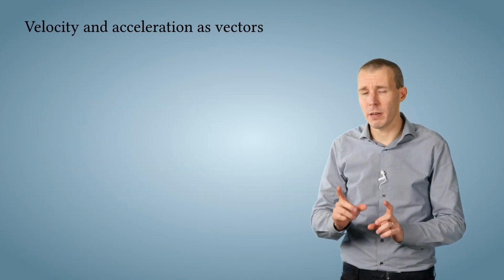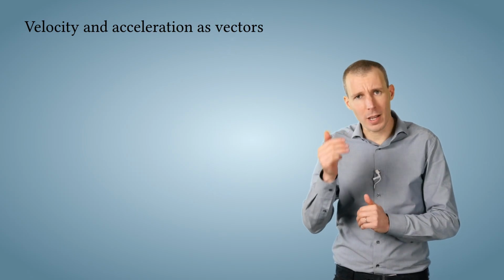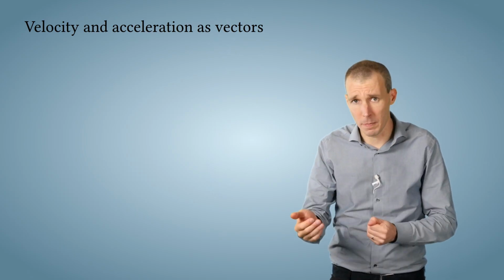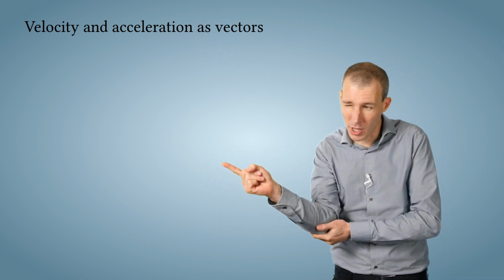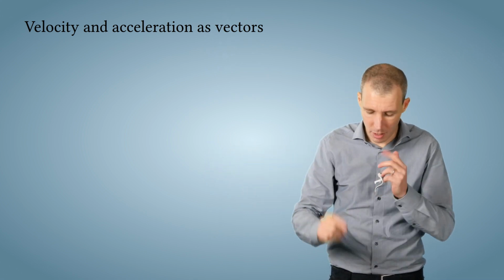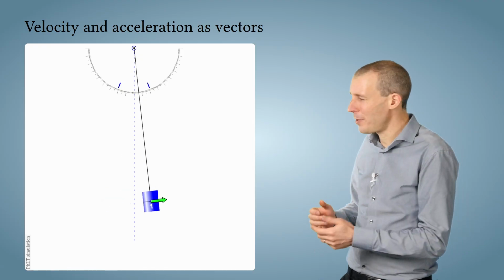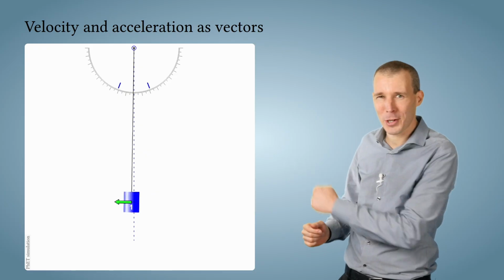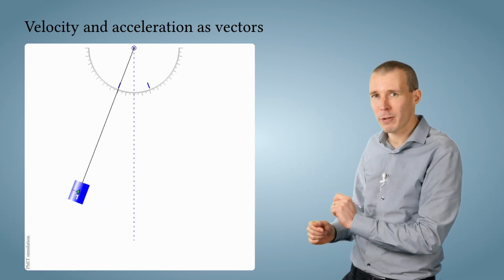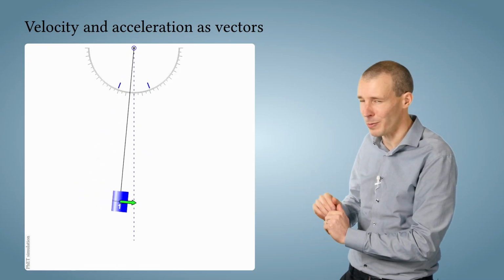I must point out here that it's important to think of velocity and acceleration as vectors, which means they don't have just a length, they also have a direction. Let me show you. Take a simple pendulum. The pendulum just swings back and forth. This, by the way, is a simulation from PhET, from the University of Colorado. You can find it online and play for hours with it.